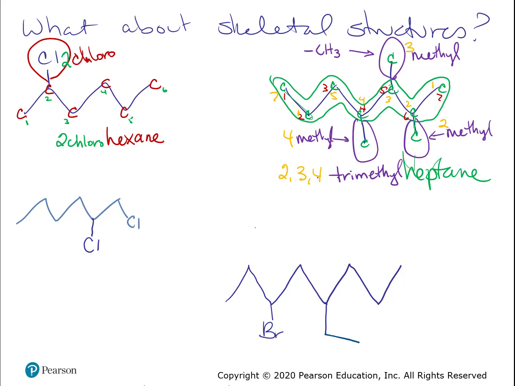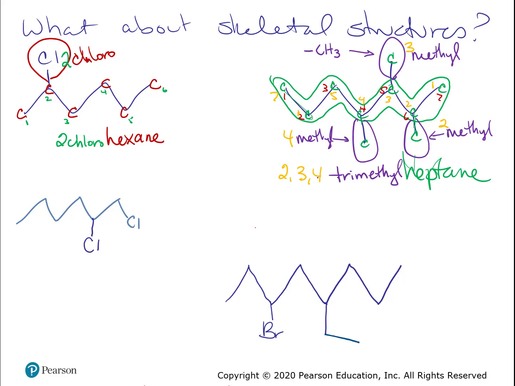So you're going to number the chain, right? So the green is the chain. That's where I got heptane, right? So I've got to number that longest chain, and you always just number from the side that gives you the lowest number on the hanging groups. So I don't just number left to right. I have to look at both sides.